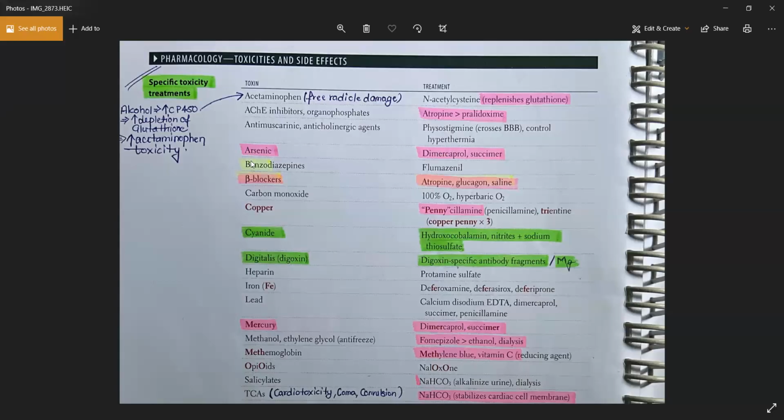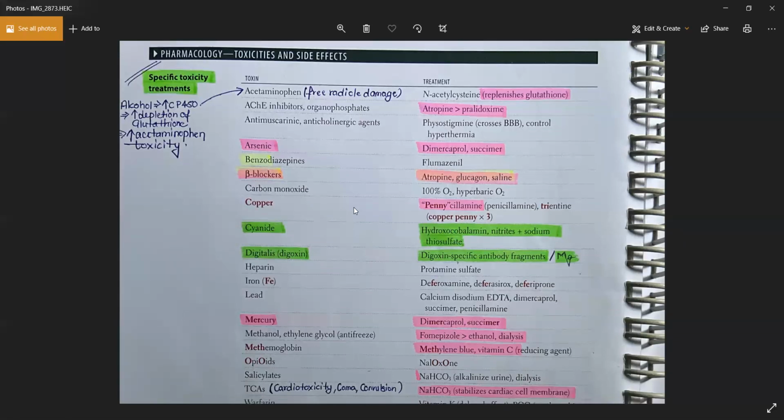Then comes the benzodiazepines, and the drug you will use is flumazenil. What kind of interaction is it, competitive or non-competitive? It's competitive. Exactly. Then for the beta blockers, you can use glucagon, which is a first-line drug. Then atropine and saline are also given. Then for carbon monoxide poisoning, you need to give the patient 100% oxygen.